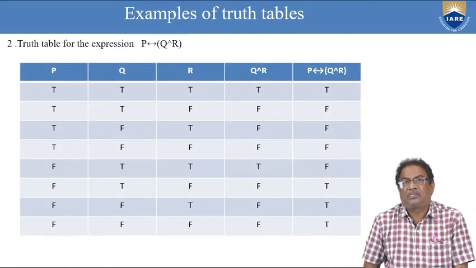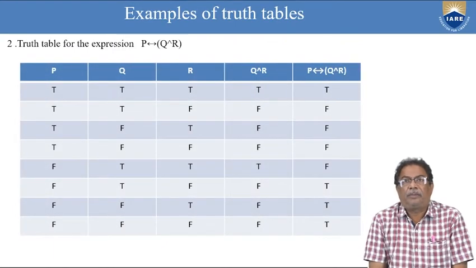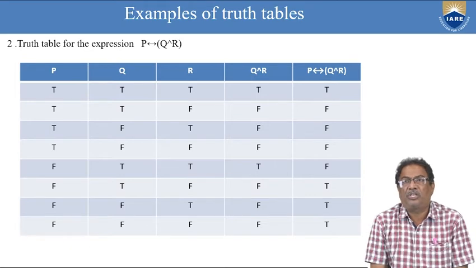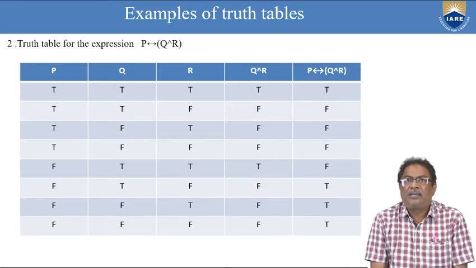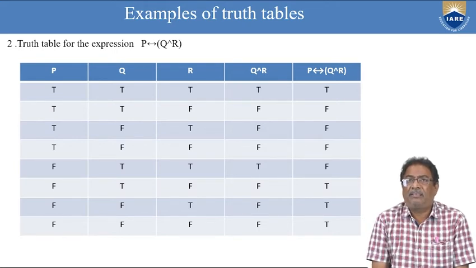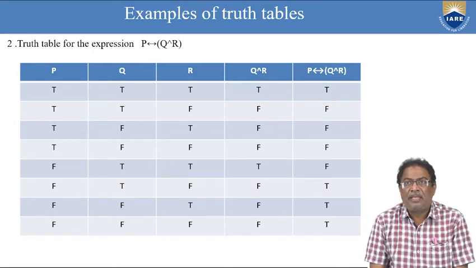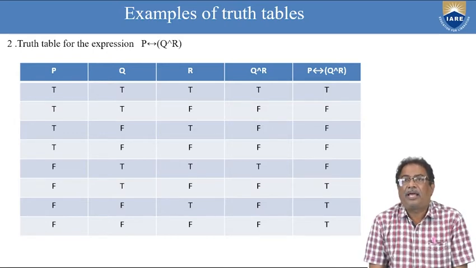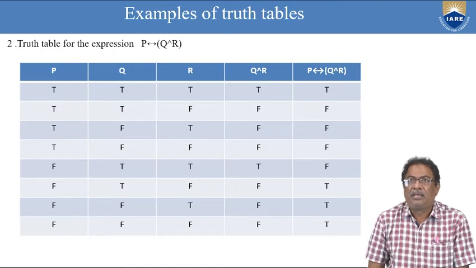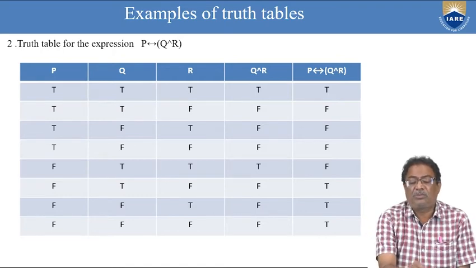Next, another expression. The truth table for the expression P biconditional Q and R. So here, first if P then Q and R. Then the second one is if Q and R then P. Then after that we are taking the AND operation between them. So first, Q and R.